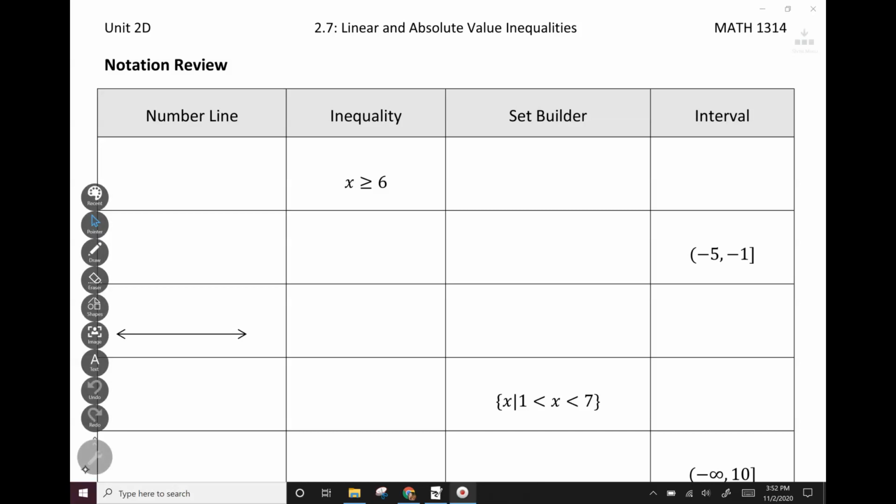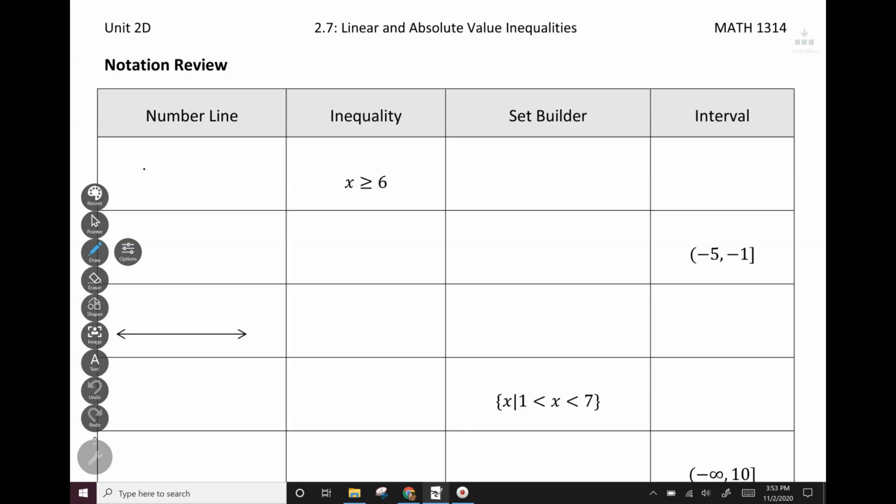So first of all, for each row, you're going to be given a different bit of information, and we're going to take that and put it in the 3 different forms that are left blank. So on the first one, it says x is greater than or equal to 6.